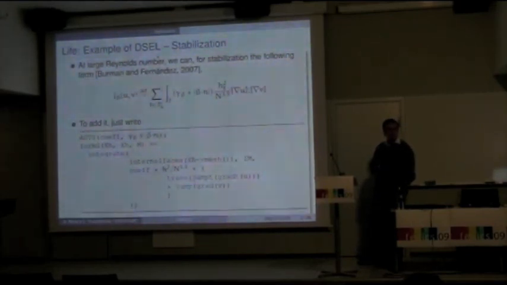Yes? What kinds of objects are U and V? Is there some abstract function space class? I'm going to talk about that.